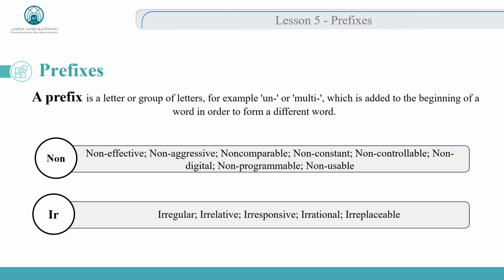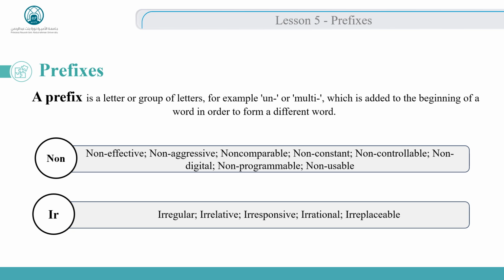Other examples of prefixes that are used to form the opposite of words include non and ir. So we can add non to words like non-effective, non-aggressive, non-comparable, non-constant, non-controllable, non-digital, non-programmable, non-usable. And we can add ir to words like regular to form irregular. And we have also irrelative, irresponsive, irrational, irreplaceable.